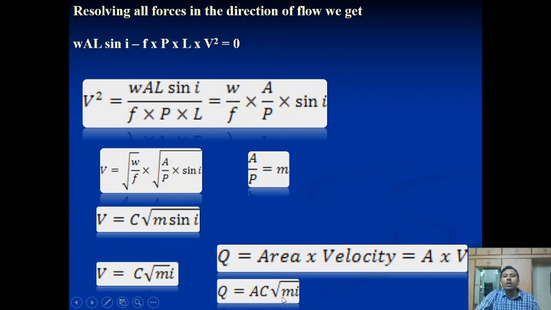So Q is equal to A C under root of m i. Yes, that's great, guys. You all remember it very well.